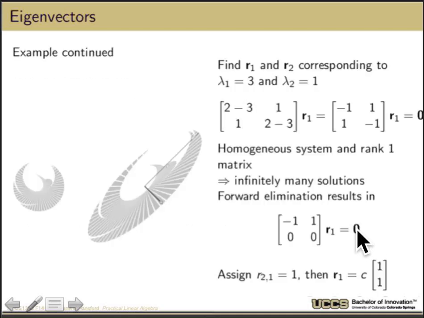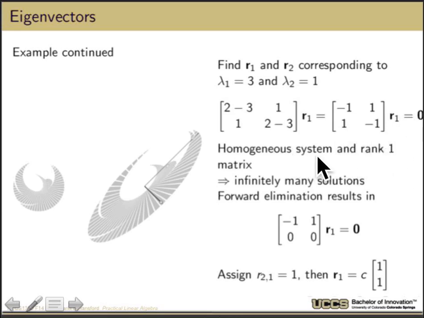So let's go back and try another example. If I want to find r1 and r2 corresponding to those two eigenvalues, now I want to get the eigenvectors. How am I going to do that? Well, again, I can just plug these in. If I take lambda 1, so I get 3, I know that A minus lambda I times r is equal to 0, so I'm going to take lambda, stick it in, and that tells me that [-1, 1; 1, -1] times r equals 0.